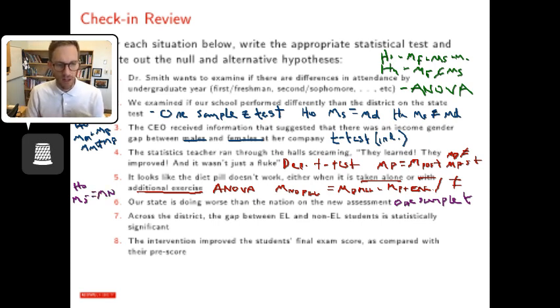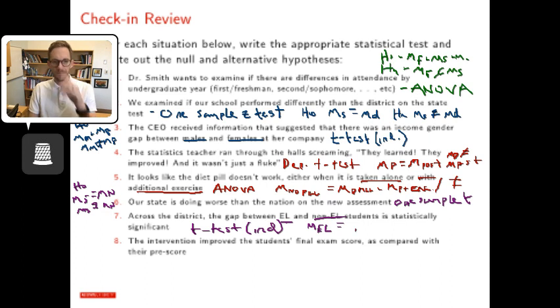Great. All right. Across the district, the gap between EL and non-EL students is statistically significant. So here we have one group of EL, one group non-EL. These are independent groups. So this would be a t-test again. And it's going to be independent samples t-test. So the null would be mu sub EL is equal to mu sub non. And the alternative would be mu sub EL is not equal to mu sub non. Okay? All right, the final one.